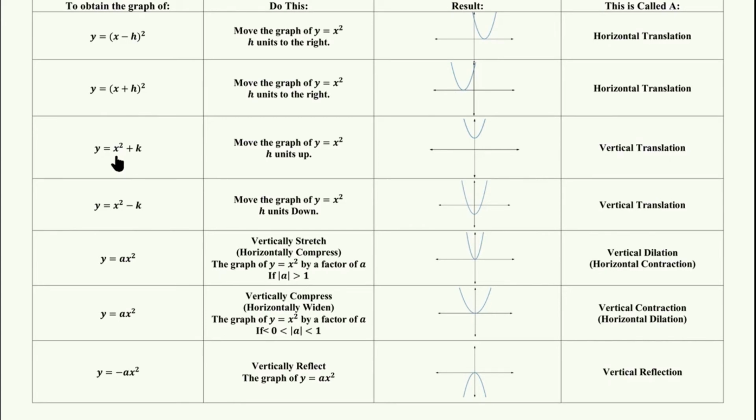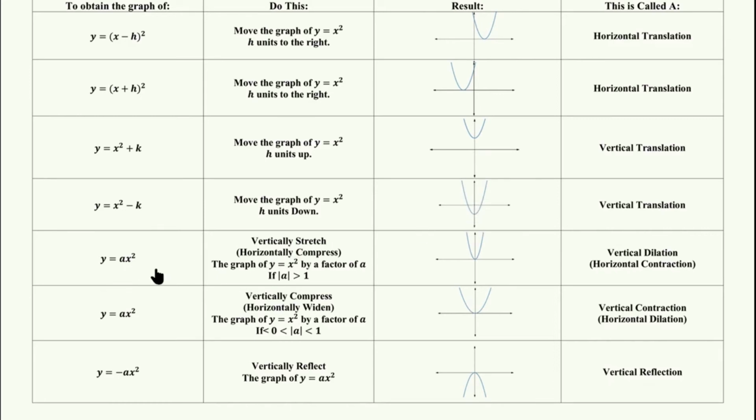Now, here, this is when you're just going to take the entire graph and move it up or move it down. So these are the vertical translations. To get the graph of this kind of function, you're just going to take the graph of y equals x squared, which you know would be right there, and move it k units up. For this one, you take the graph of x squared, which is right there, and move it k units down.